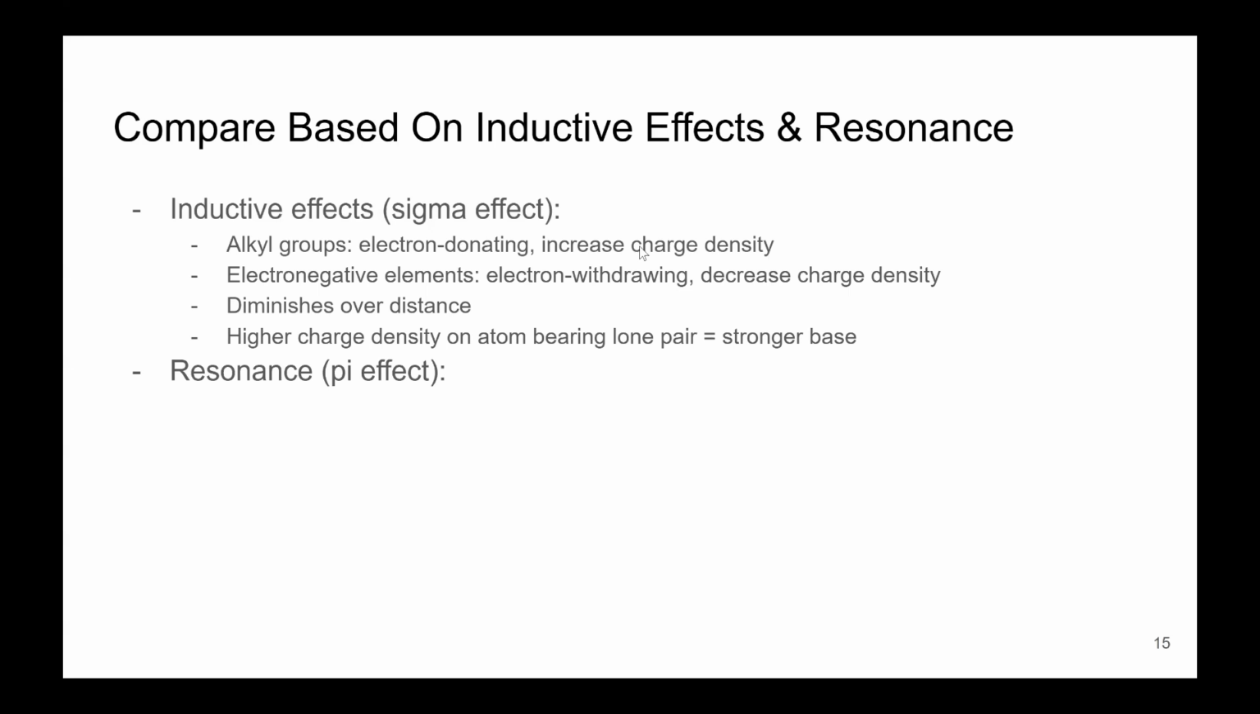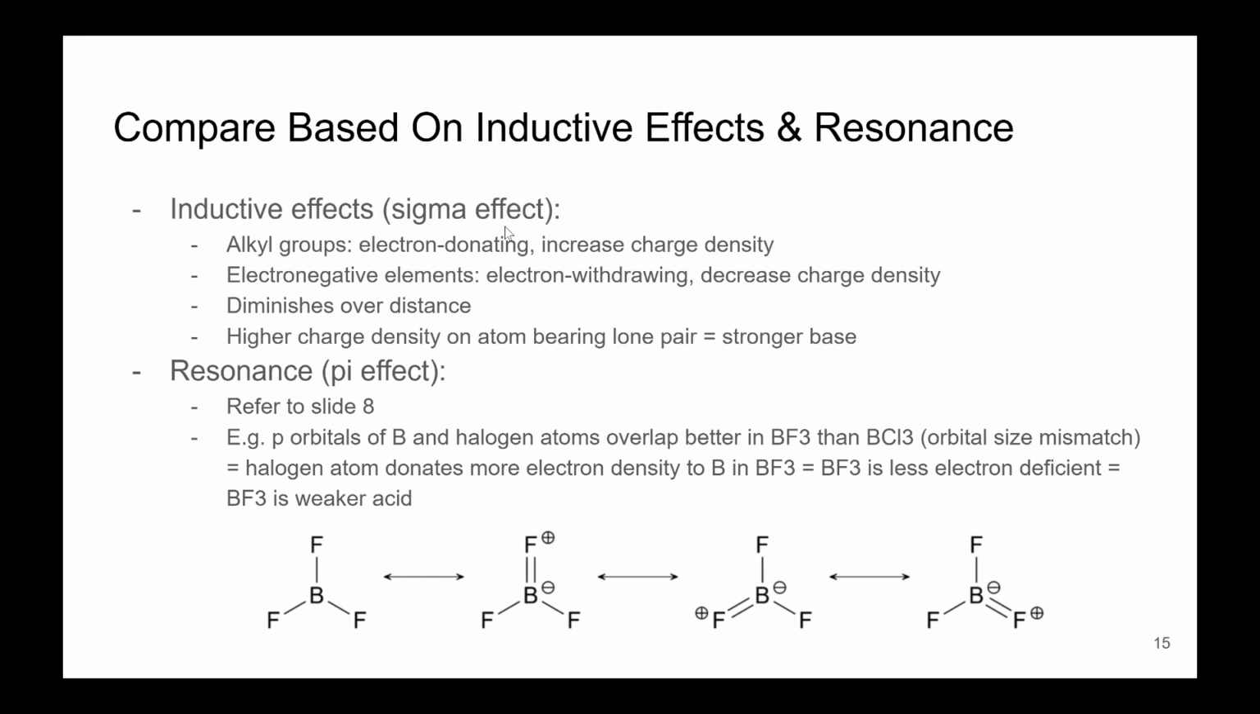Then we have our resonance effect, which we call the pi effect. It acts along pi bonds, while the inductive effect acts along sigma bonds. For resonance, you are dealing with delocalization and resonance structures, which are commonly associated with pi bonds. You can refer to slide 8 for how to draw resonance structures. And just to explain this in the context of Lewis theory, let me give an example.